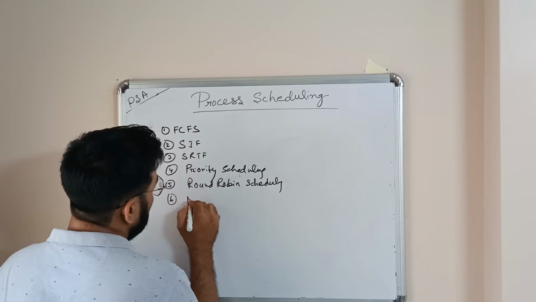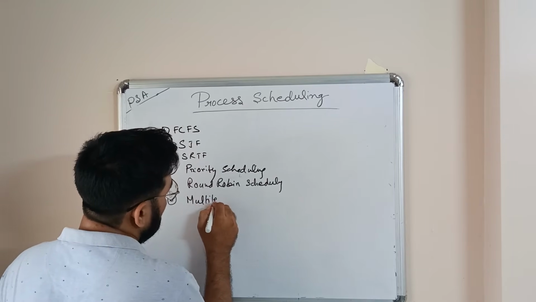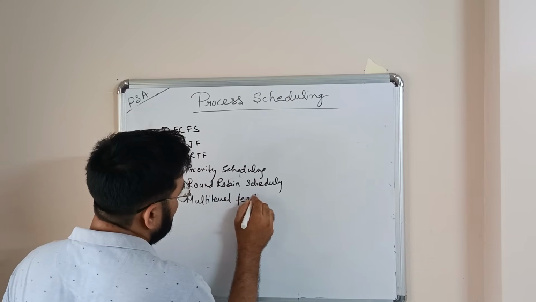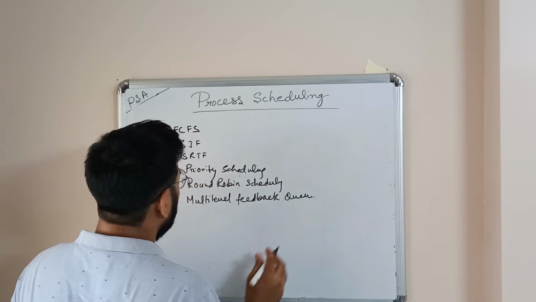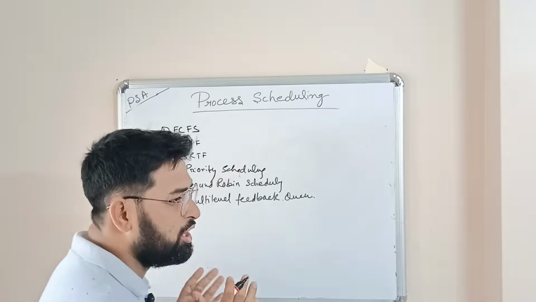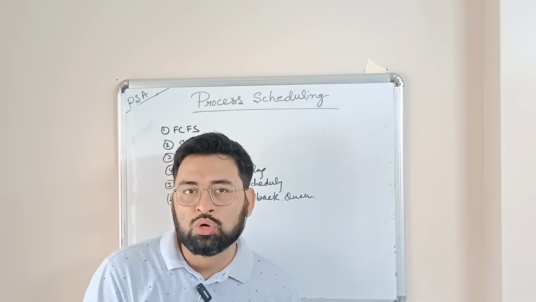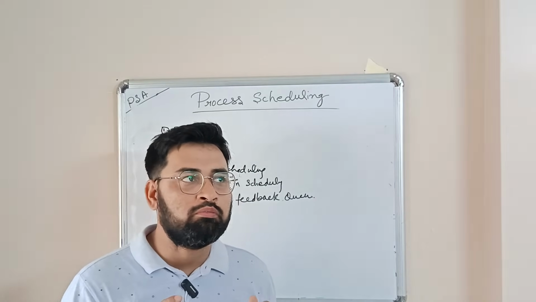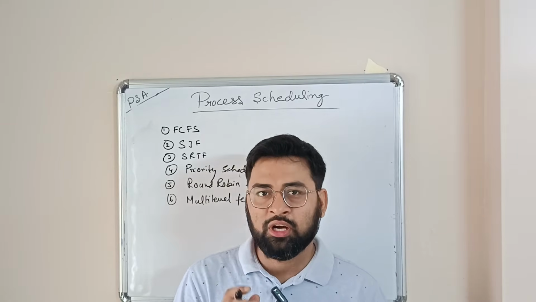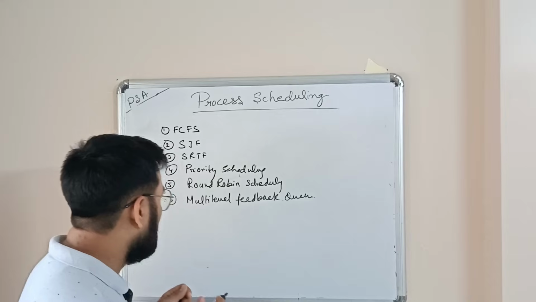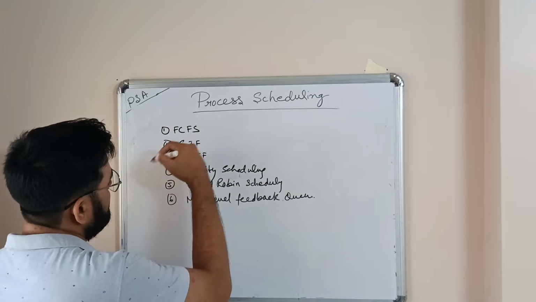Sixth one we have multi level feedback queue. Fine. So these are the important ones, which we can say are the core part of the process scheduling algorithms. Very important algorithms we have. Among them, the question is always asked from this section.